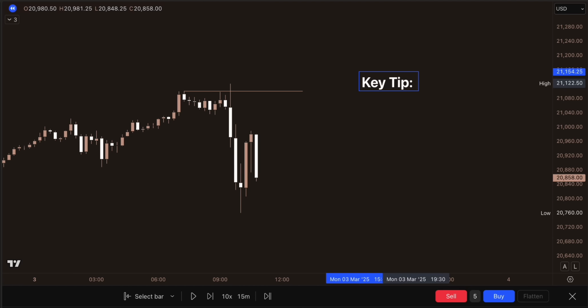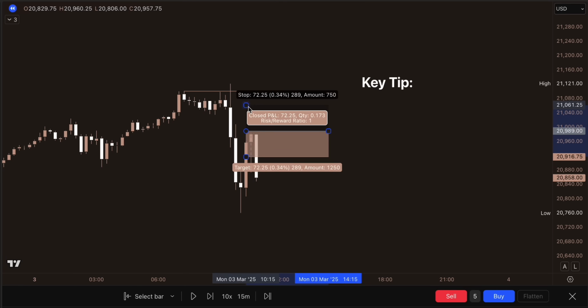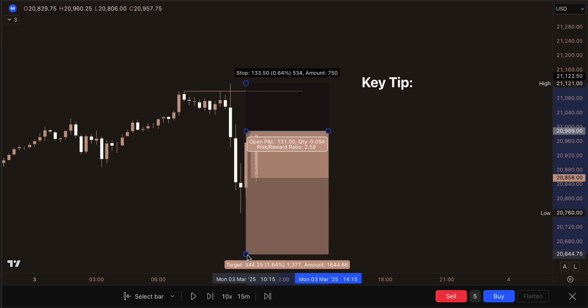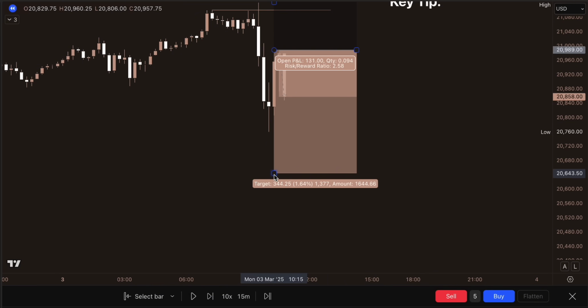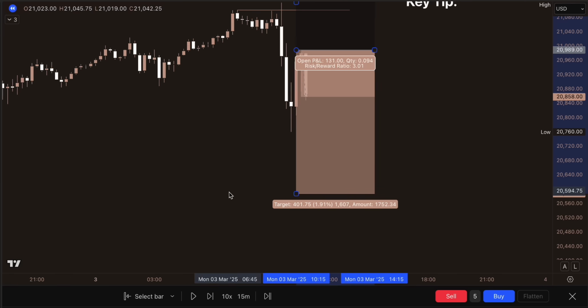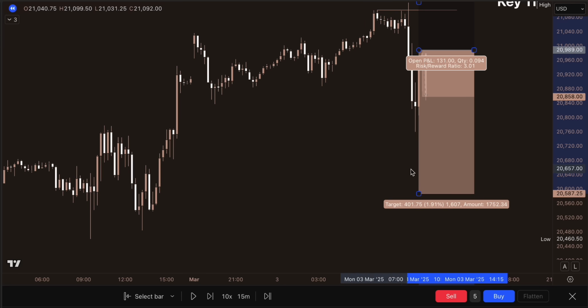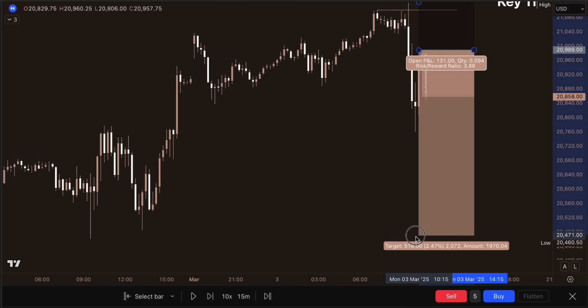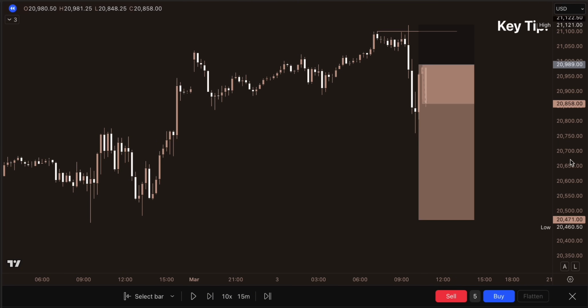Okay, key tip. Never, and I mean never, let the distance between your entry and your stop loss determine your RR. Let the distance between your entry and the drawn liquidity, right here, determine your RR. Okay? That's how you validate it.